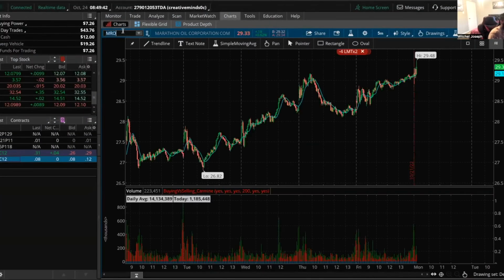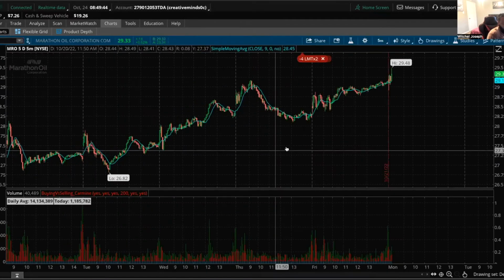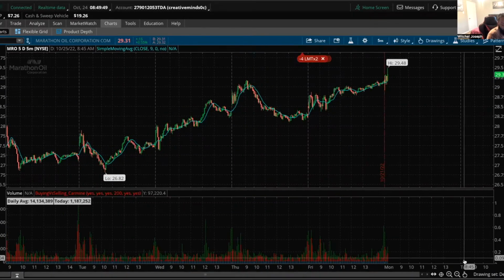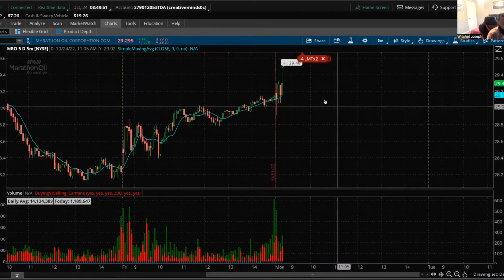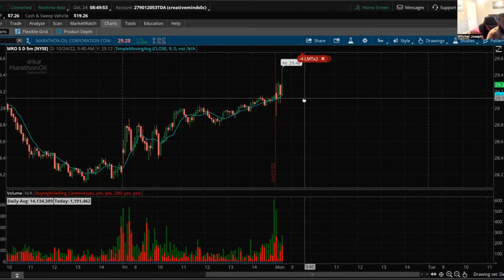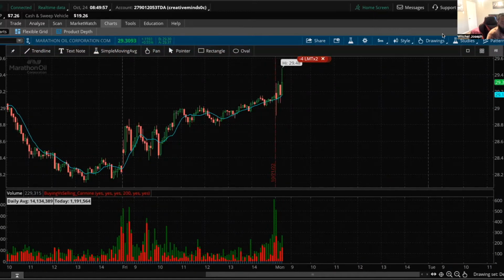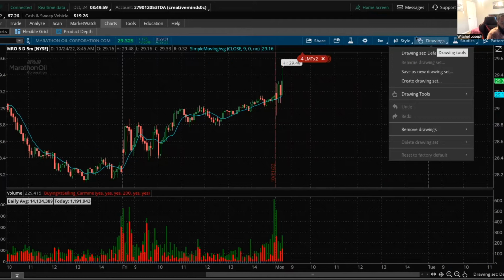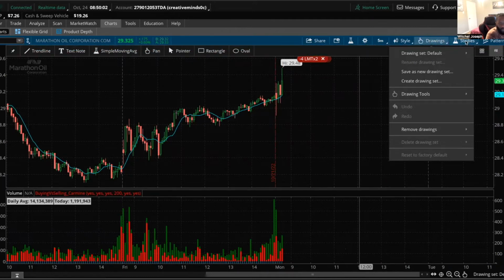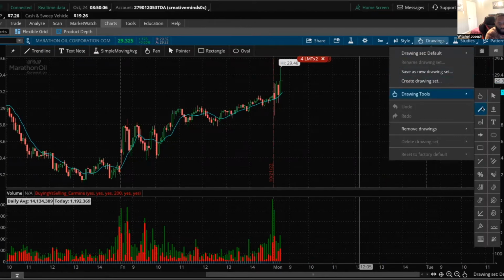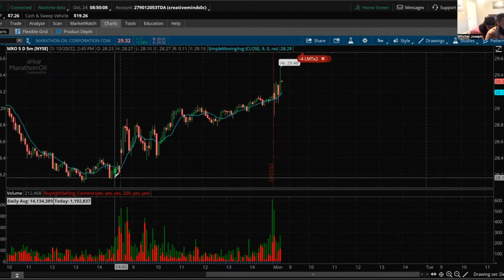But so this is MRO. So look at it. New day, 5-minute candle. You see how it's starting to break out, did a little push, but you see how it's holding above this 9 MA. And if I was to draw a line right here, as long as it holds this, it's going to be a good sign. As long as it holds this right here. Hold on. Drawing tools. This trend line right here.